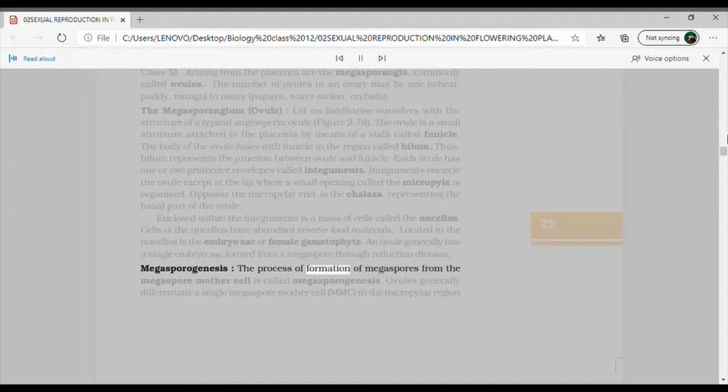Megasporogenesis: the process of formation of megaspores from the megaspore mother cell is called megasporogenesis. Ovules generally differentiate a single megaspore mother cell, MMC, in the micropylar region.